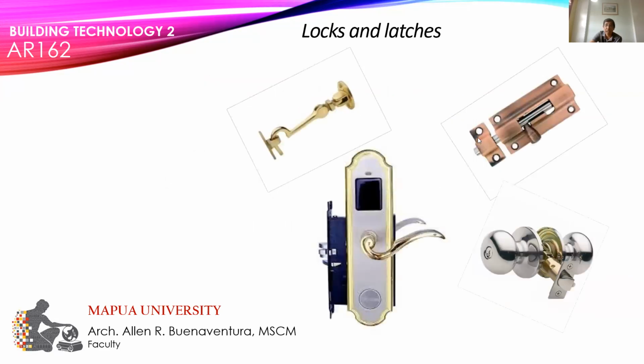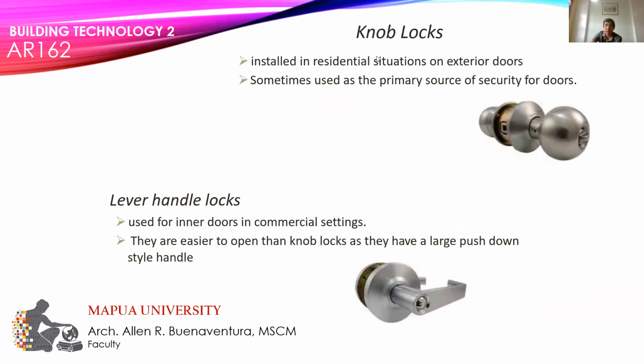So we also have the locks and latches. No? These are the different types of locks and latches. We have the knob locks, right? This is installed in residential. This is the common type of lock set that we use in our doors. We have the lever handle locks used for inner doors or commercial settings. So this is all easy to open. Unlike knobs, these usually have the large push-down style handle. So this is a very commonly used lock that is disabled friendly. You can easily push down and the door will open.